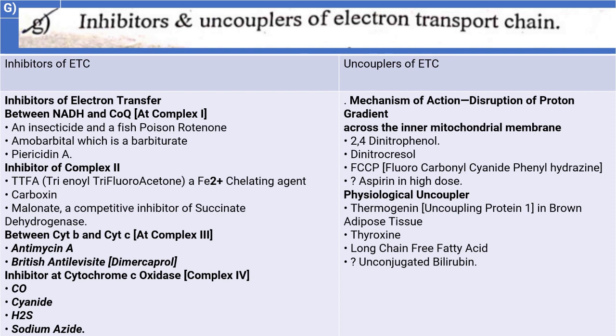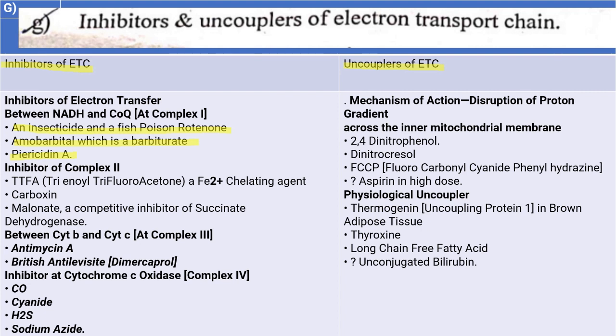Then next question was: what are the inhibitors and uncouplers of the electron transport chain? So जो ETC के inhibitors or uncouplers, this question is for 5 marks. So what are the inhibitors of the electron transport chain? That is complex 1, between NADH and CoQ: the insecticide and fish poison rotenone, amobarbital, which is a barbiturate, and piericidin A. These are the inhibitors of complex 1.